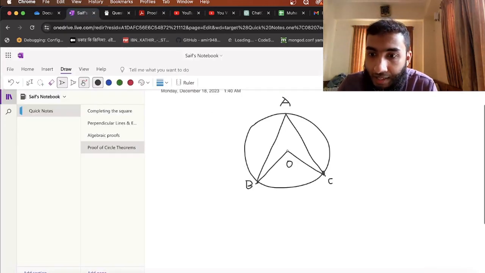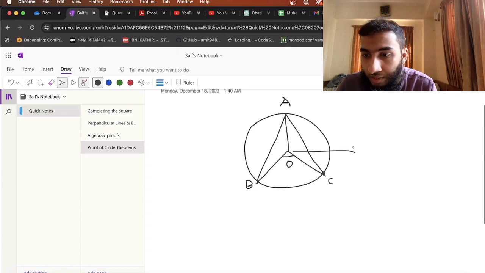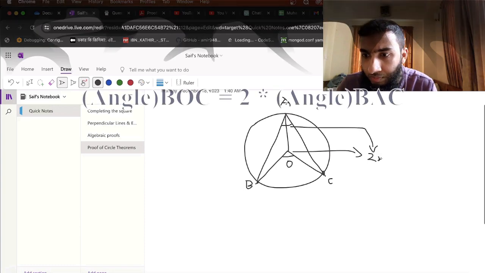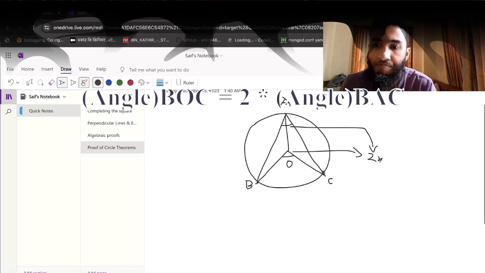Now if I add OA, this line, O is the center of the circle, A, B, C, these are points in the circumference. Now you have to prove that this angle, which is BOC, is twice the amount of this angle. Okay, so how do you prove that?